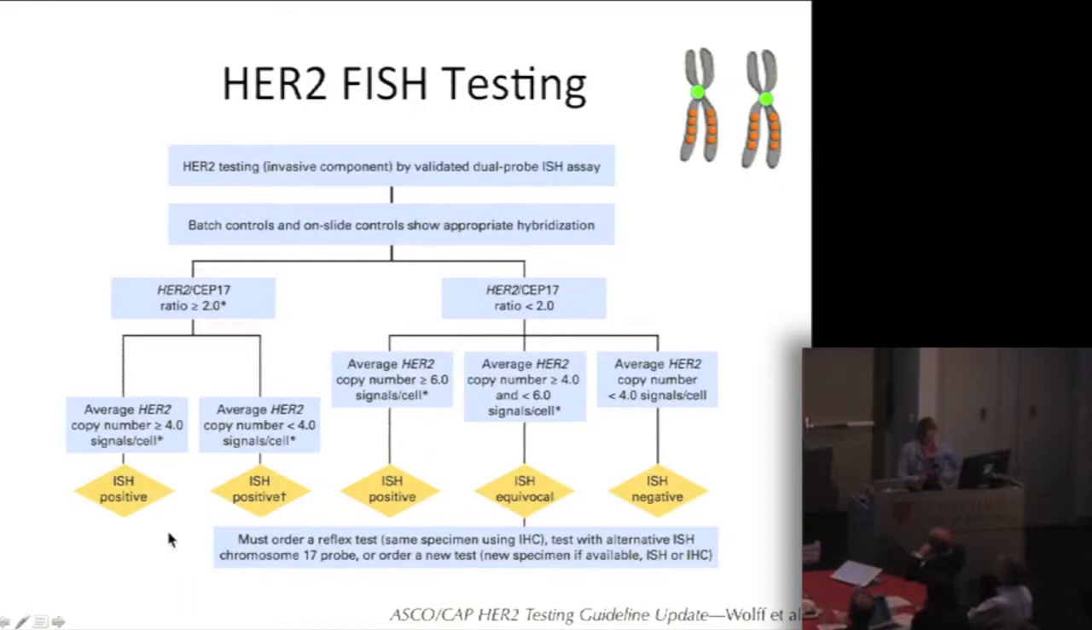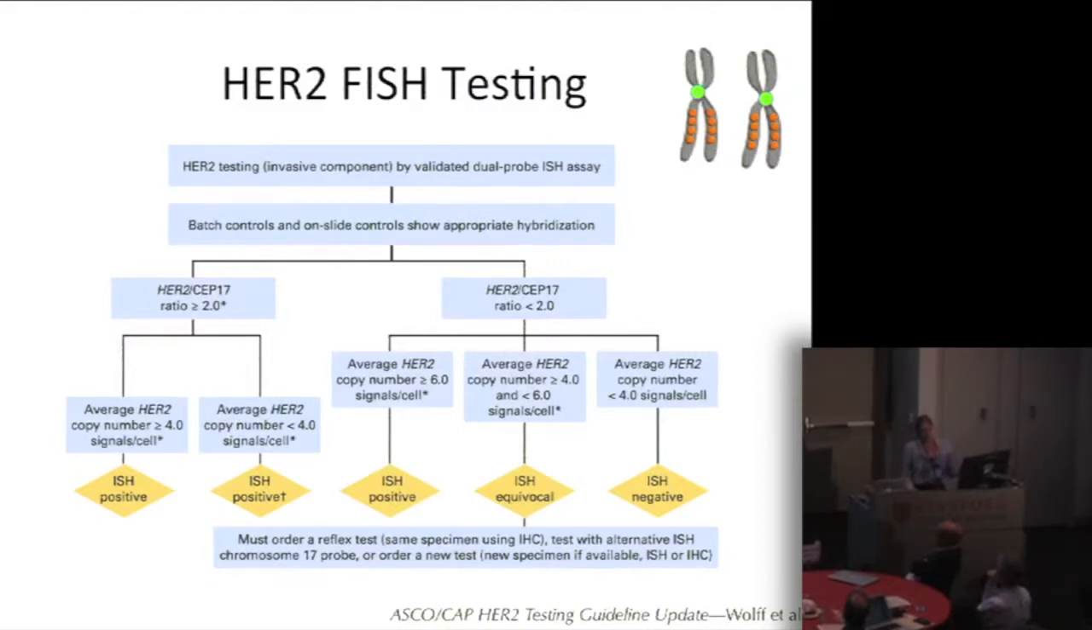FISH testing was initially in the trials with Herceptin performed in an interesting way. So they used a centromeric probe to control for what they thought was going to be polysomy, so multiple copies of chromosome 17. And so they developed a ratio system for scoring. If you had a ratio greater than 2 of HER2 signals to the centromeric signals, you were considered HER2 amplified.